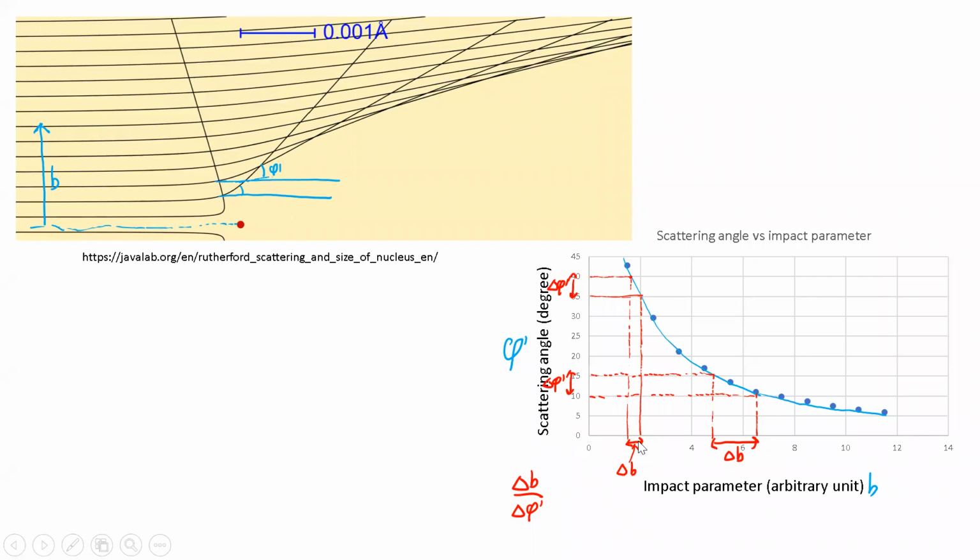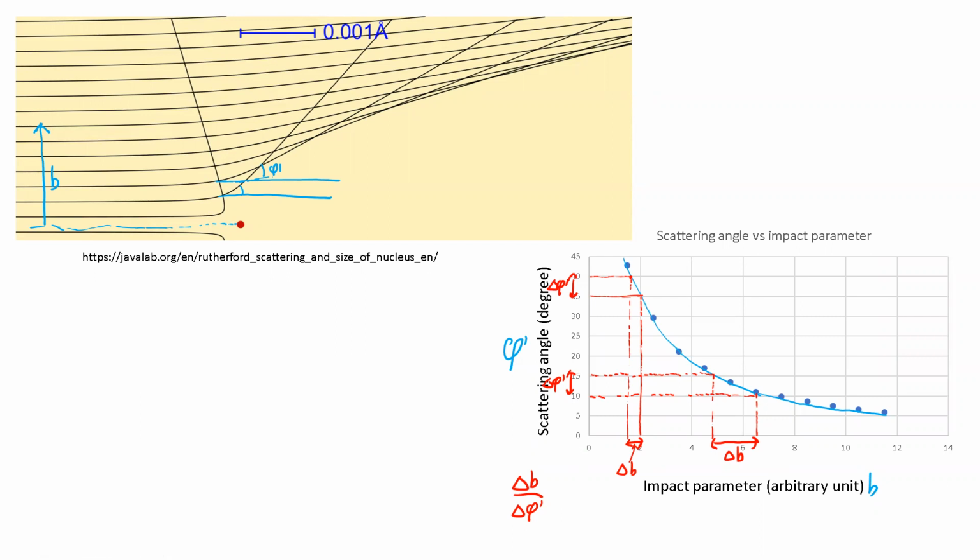Okay, so if you want to have a large scattering angle, in this case, the delta B is quite restrictive, right? So you really need to fall within this narrow range. Okay. So on the other hand, if you want to go to the small scattering angle range, it's much less restrictive. Okay, so you have a wider range of impact parameter that you can choose.